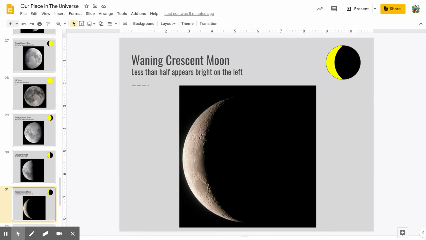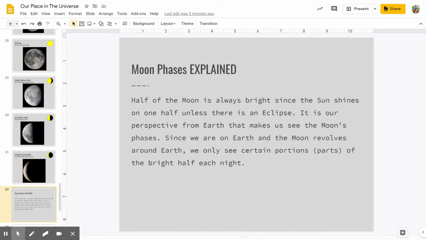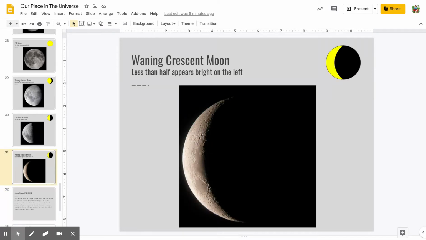And then we've got our waning crescent. So this is less than half of the moon appears bright, and it's on the left-hand side this time. And then we are done with our moon phases. That's all 8 of them. But if we were to go from the waning crescent to the next moon phase, we will be going back to the new moon. Okay?